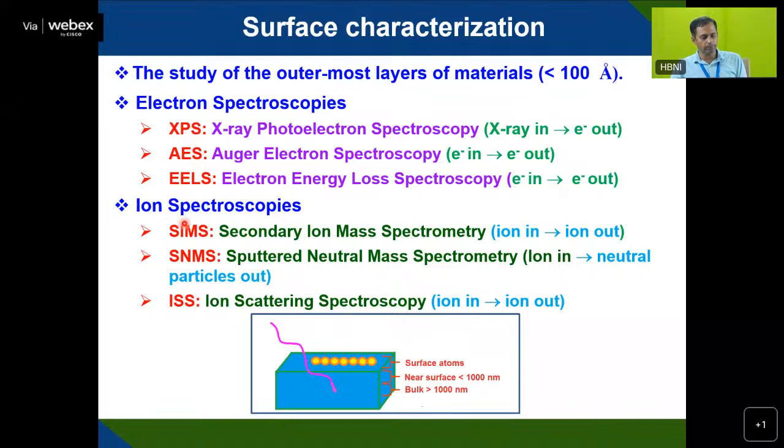The next one is ion spectroscopies. Generally we use secondary ion mass spectroscopy. Here we bombard ions on the surface of the system, and then ions come out. There are other techniques like sputtered neutral mass spectroscopy, where ions are bombarded and neutral particles are generally ejected, and that we use to study. Another is ion scattering spectroscopy, where both ion in and ion out are used.